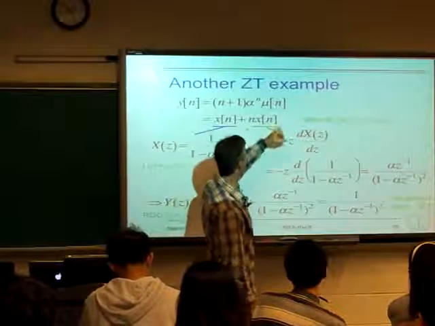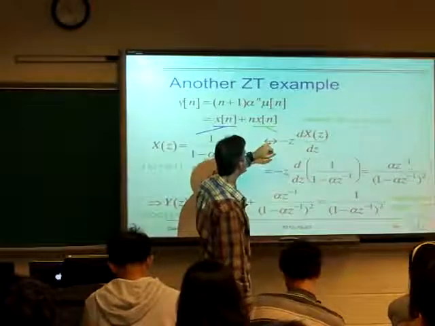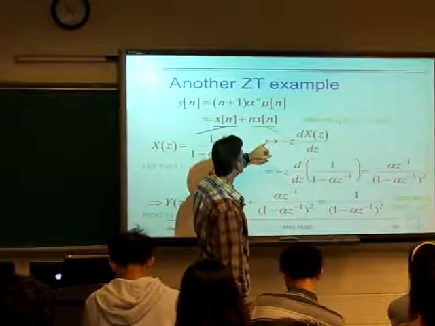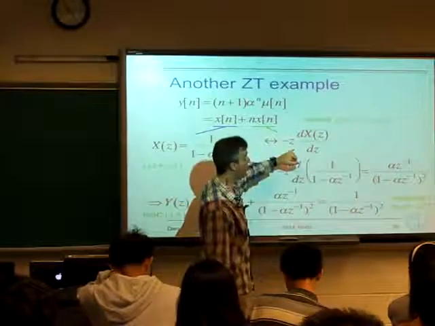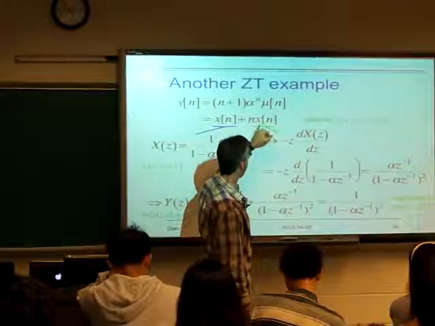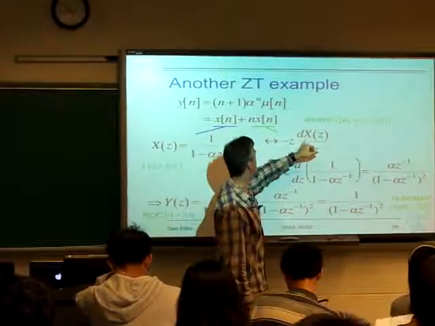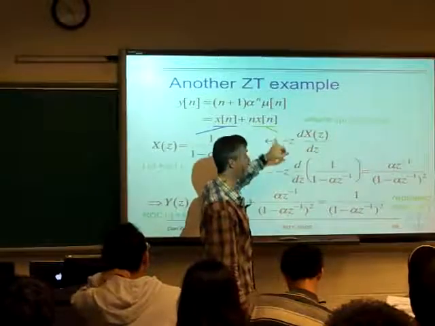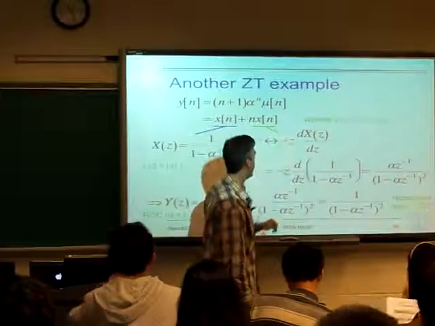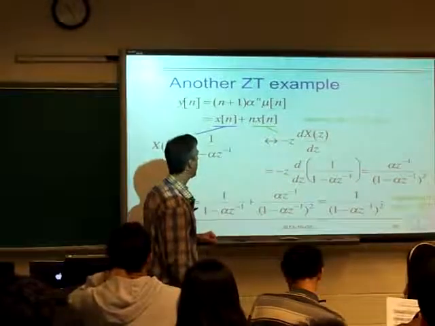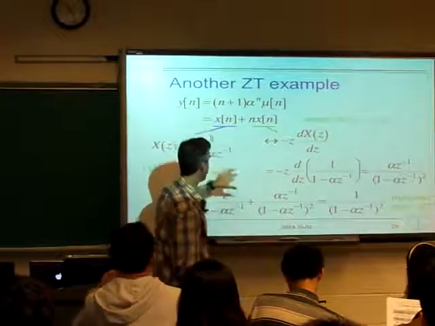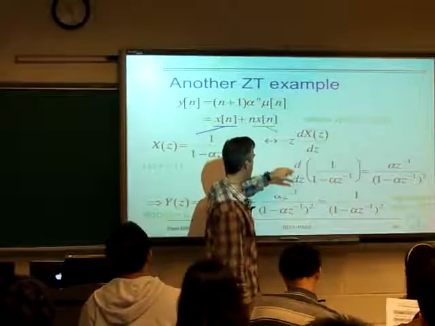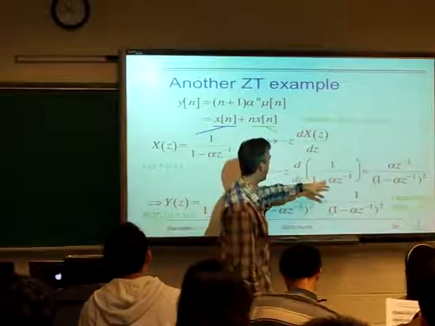But this one is the one that we noticed in our transform pair as being the z transform of this is the derivative with respect to z of the z transform of the thing that's being multiplied by n, times minus z. And so now we know what x of z is, so we can work out the derivative of x of z with respect to z, which is this.